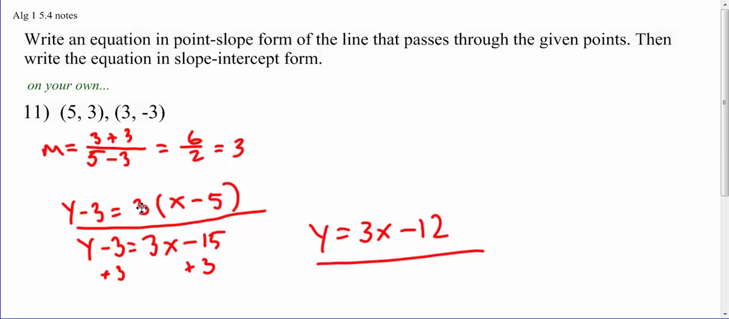Plug in your slope. I chose the first point, 5, 3. Again, if you prefer 3, -3, that's totally fine. That would work as well. You'd get the same answer down here of y equals 3x minus 12.